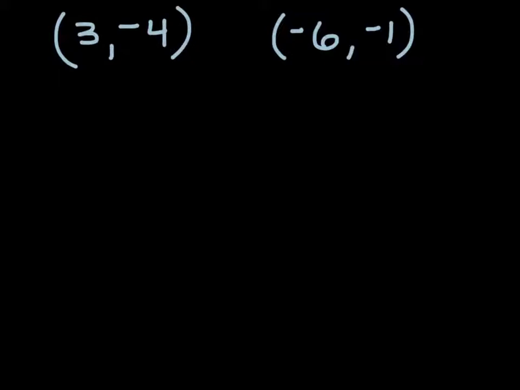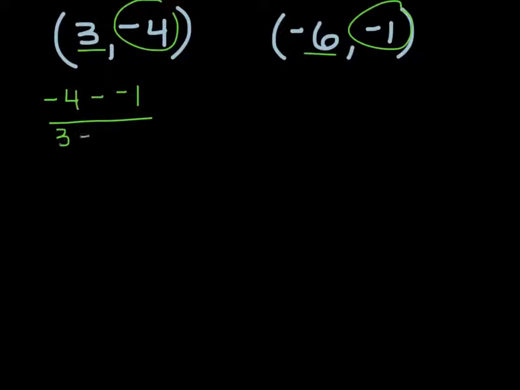Alright, so first thing that we're going to do is find the slope. So again, I'm going to do my y's minus my x's. So I have negative 4 minus negative 1, and then 3 minus negative 6. Okay, right away I'm going to add the opposite to both. Okay, and I get negative 4 plus 1, that's negative 3, and 3 plus 6 is 9. Now I'm going to simplify that so I actually have negative 1/3. Okay, so there's our slope.